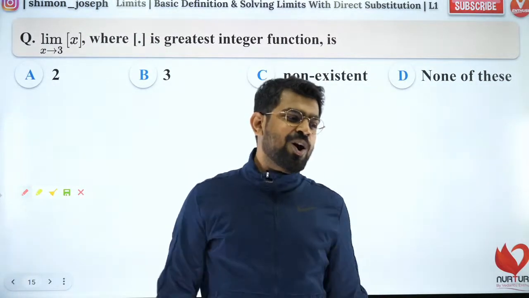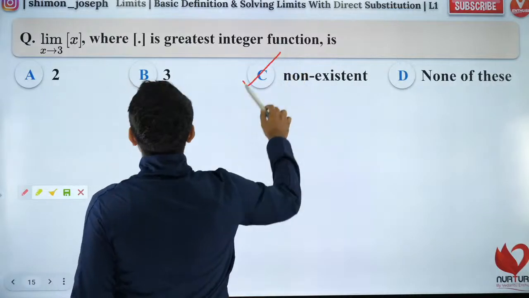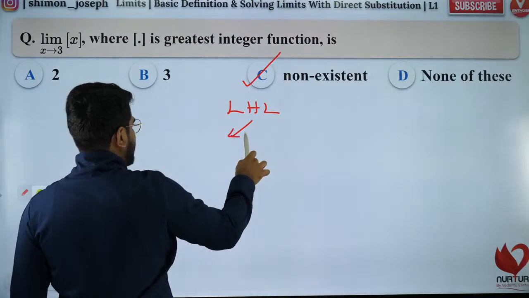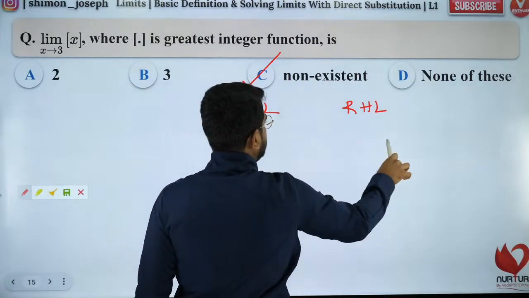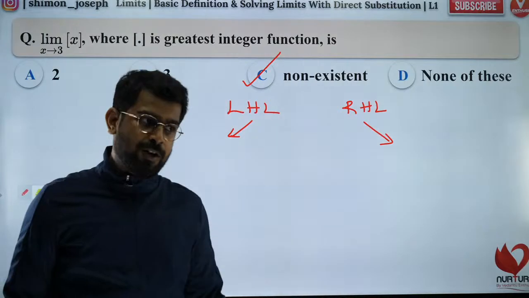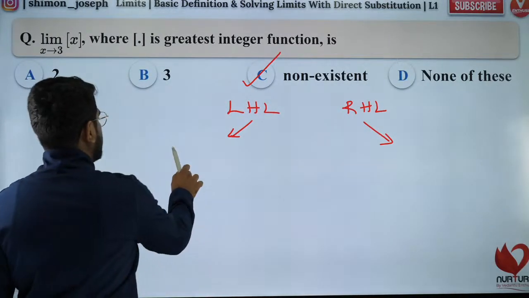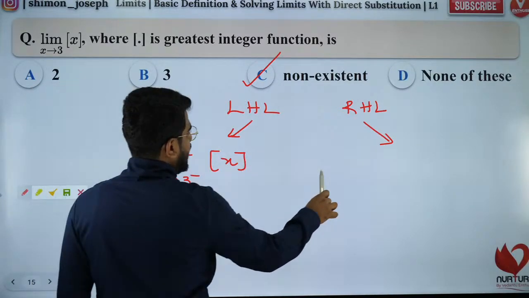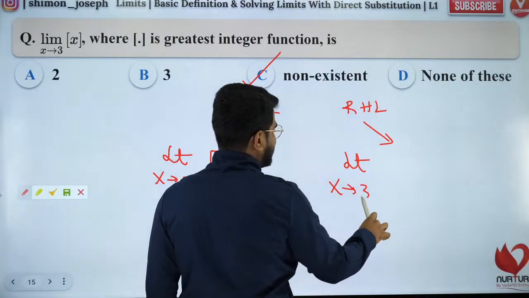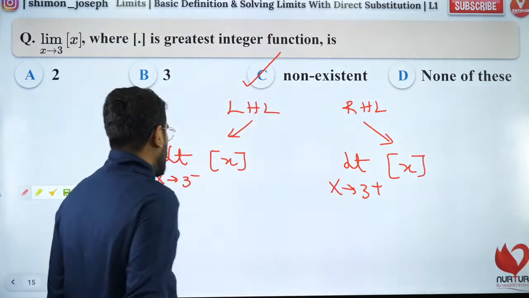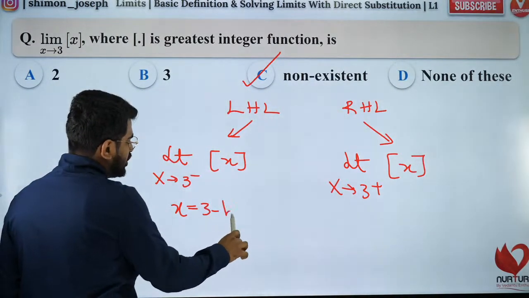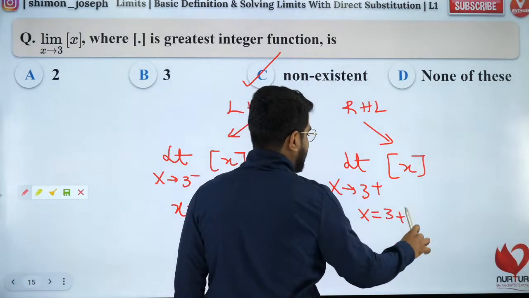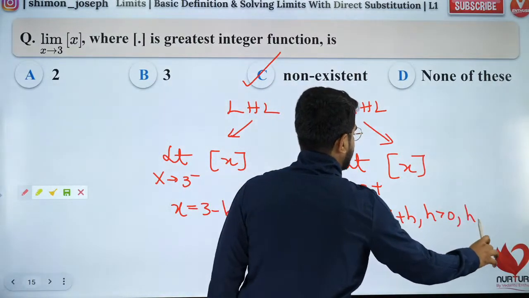Guys, the answer is non-existent, okay? Limit does not exist. So why does it not exist? I'll teach you now. Listen carefully. So let's find out LHL and we'll find out RHL separately, and then we'll figure out whether they exist or not. So what is your LHL? Your LHL is limit x tending to 3 minus of box of x. And then here you have limit x tending to 3 plus of box of x. So I will write x is equal to 3 minus h, where h is positive and h tends to 0. And here also I'll write x equal to 3 plus h, where h is positive and h tends to 0.